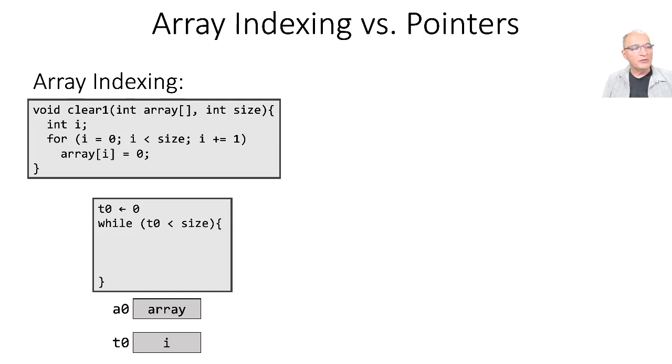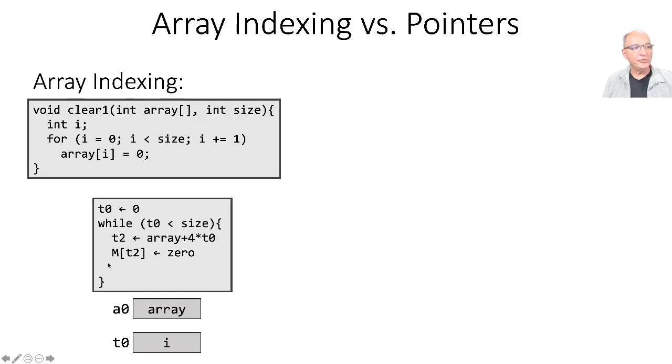So if I do a pseudocode for this implementation, for this code, what I will do is I will initialize T0 with 0. And then while T0 is less than size, I will compute the address of array sub I, which is computed by multiplying T0 by 4 and adding to the base of the array. And now I will access the memory position at that address.